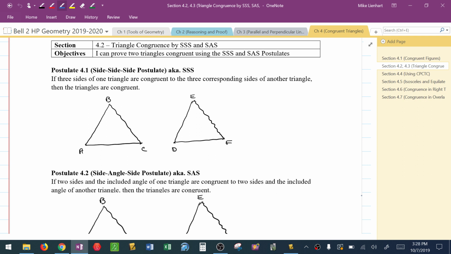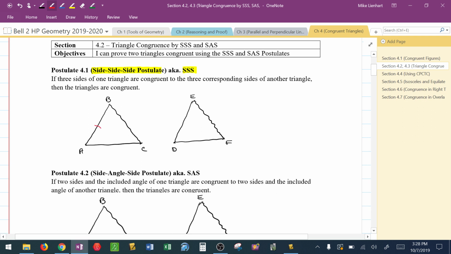So the first one, postulate 4.1, is what's called the side-side-side postulate. We abbreviate that SSS, all right? And here's what it says. If three sides of one triangle are congruent to three corresponding sides of another triangle, then the triangles are congruent. So it's going to look something like this.